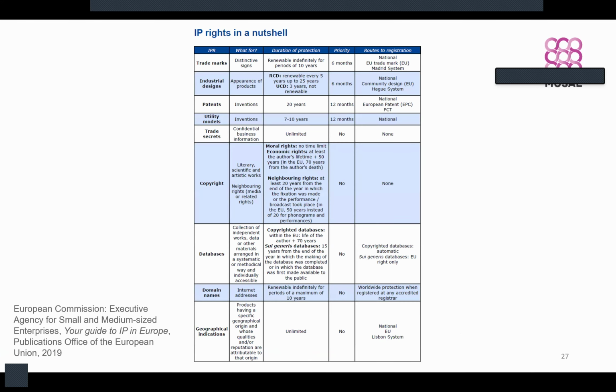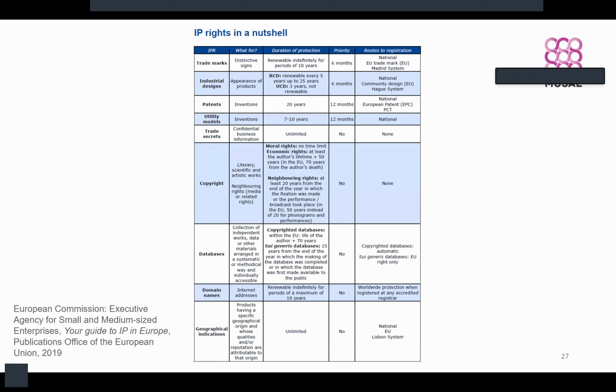So this is an overview of what we have seen and also of other aspects. Again, I suggest you look at the documentation produced by the European Commission. This one is a guide to intellectual property in Europe. Of course, if you move to another country and you want to commercialize something in a specific country, you need to look at the rules there.